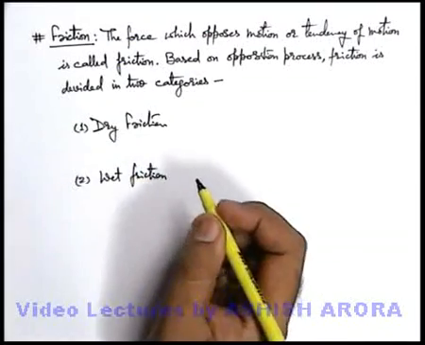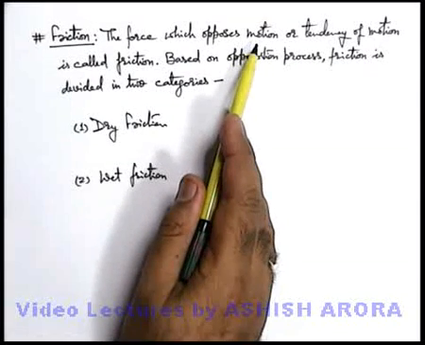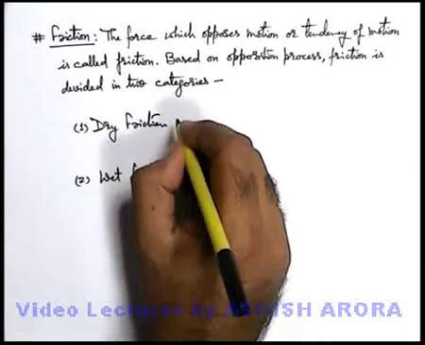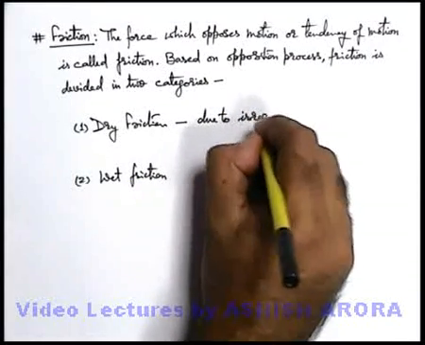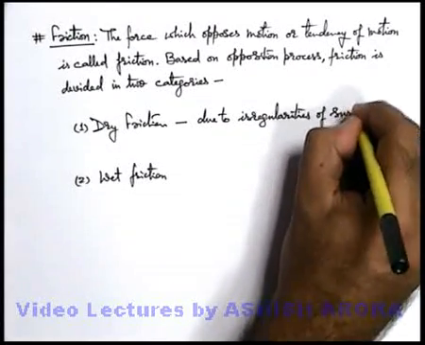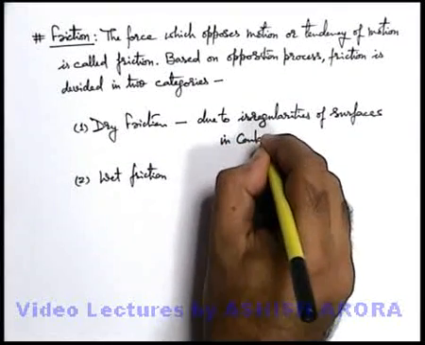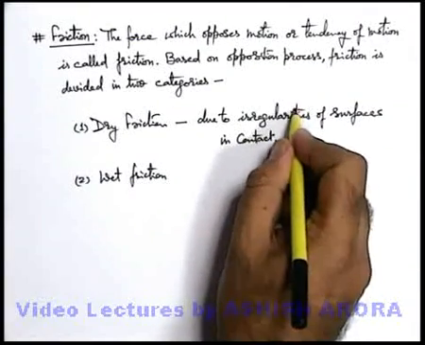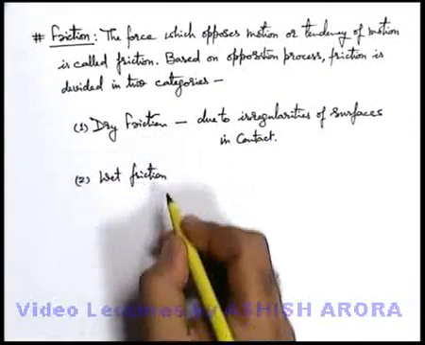As we have just discussed, friction is the force which opposes motion. There are several ways in which the motion of a body is opposed. Now, if we talk about dry friction, it is the phenomenon which exists due to irregularities of surfaces in contact. When two bodies or two surfaces are in contact, due to the roughness of the surfaces or their irregularities in contact, whenever motion is opposed, the phenomenon is called dry friction.